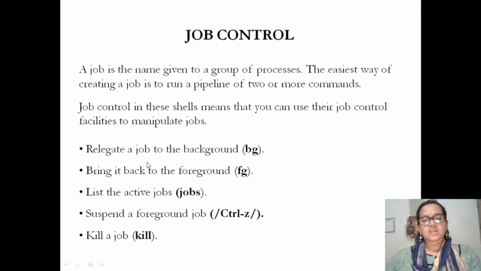Relegate a job to the background, whichever job you feel has to be run in the background, then you can go for the bg command. And if you want to make it a foreground job, fg command, and if you want to list all the active jobs which are running on your system, go for jobs. And if you want to suspend the current job in your foreground, then go for Control Z. And if you want to kill or terminate a process, then you can easily use the command called kill, which we have already seen in the previous session.